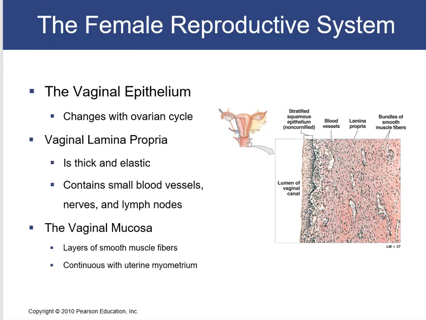Histology of the vagina. The vaginal epithelium also will change with the ovarian cycle, not to the same extent as the uterus, but it will undergo some changes. The vaginal lamina propria is very thick and elastic, and this is where you find blood vessels, nerves, and lymph nodes. The vaginal mucosa consists of layers of smooth muscle fibers that are continuous with the uterine myometrium.